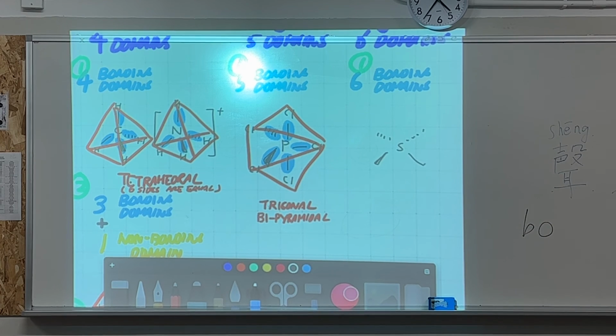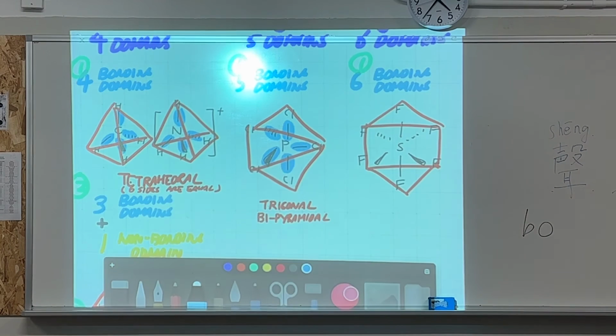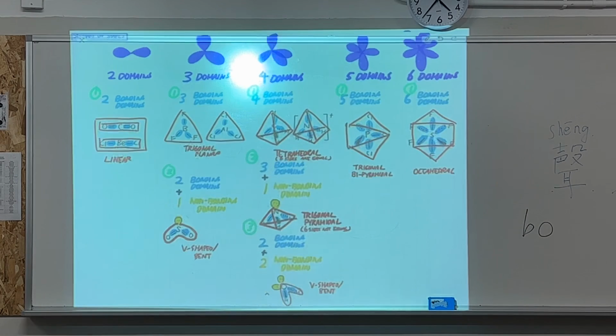Finally, when you have 6 domains, we have that very interesting molecule, the one that looks like a magic trick. It is a magic trick, because you can see that the metal floats on the gas, SF6. So you have SF6. If you consider just the bonding pairs here, what is the name of the shape? Octahedral. So sadly, you need to memorize all these shapes.